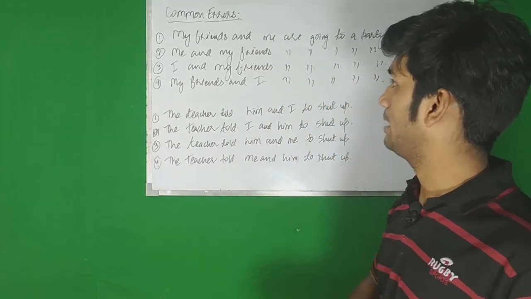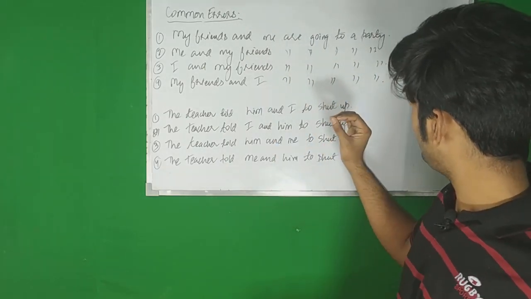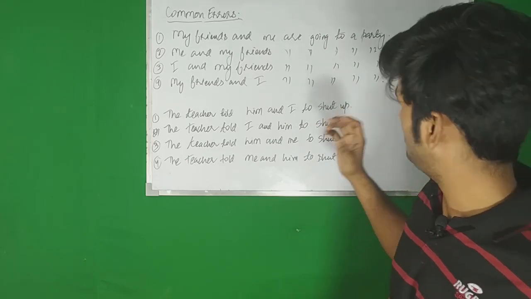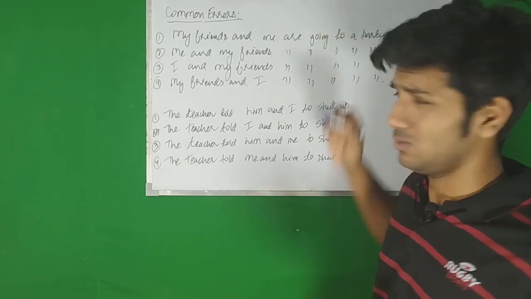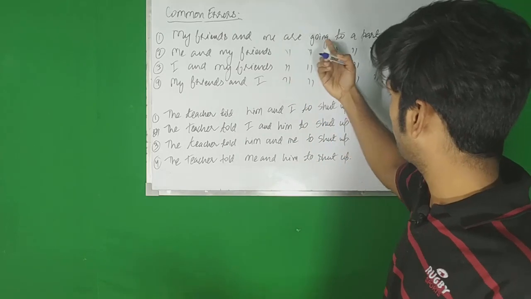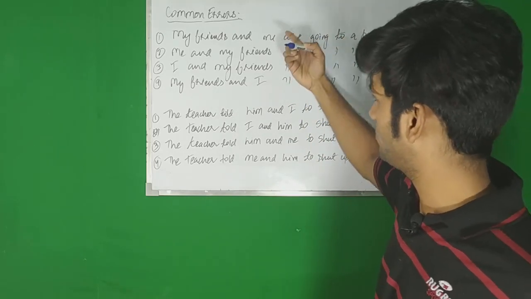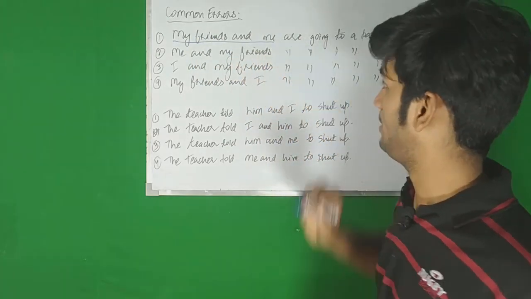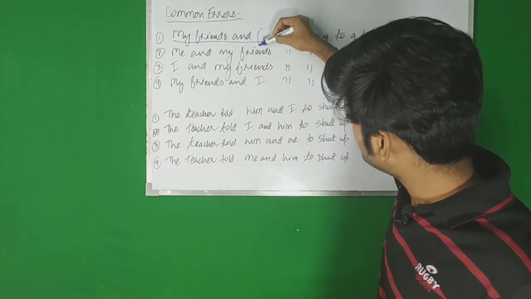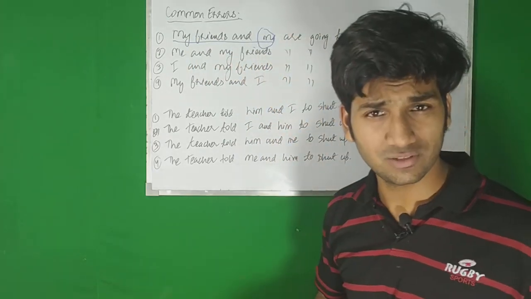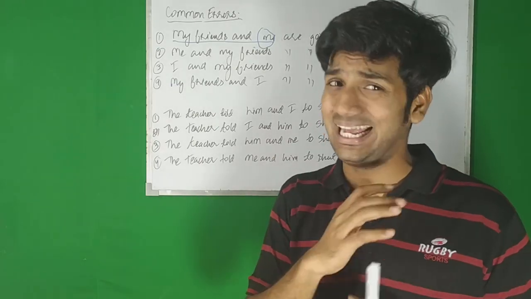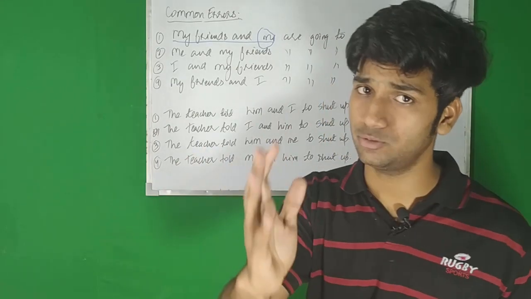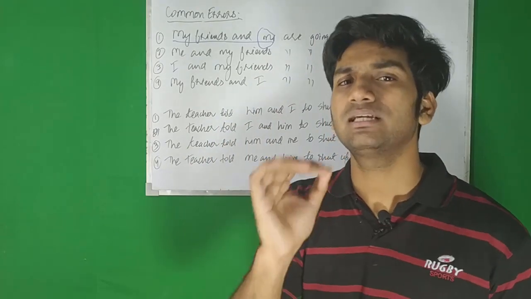Let's talk about example number 1. My friends and me are going to a party. My friends and me. Alright, what is my subject here? It's very clear. Are going is a phrasal verb. Whatever comes before the verb has to be my subject. So this is my subject, my friends and me. Can I use an objective case of a pronoun in place of a subject? Hell no, I cannot do that. Never do that. That is the mistake I was talking about.